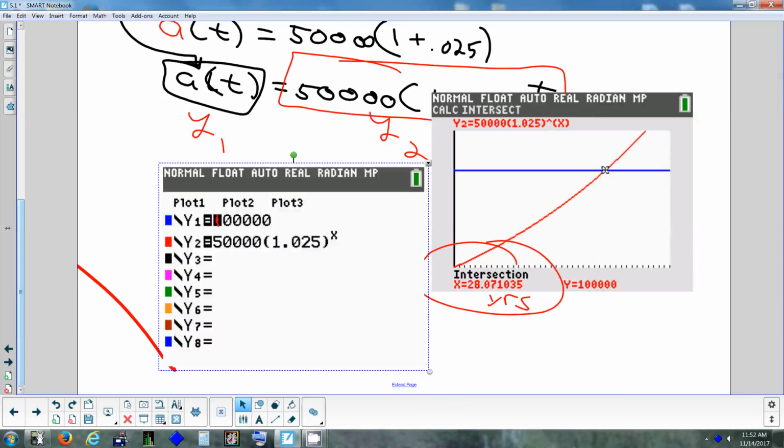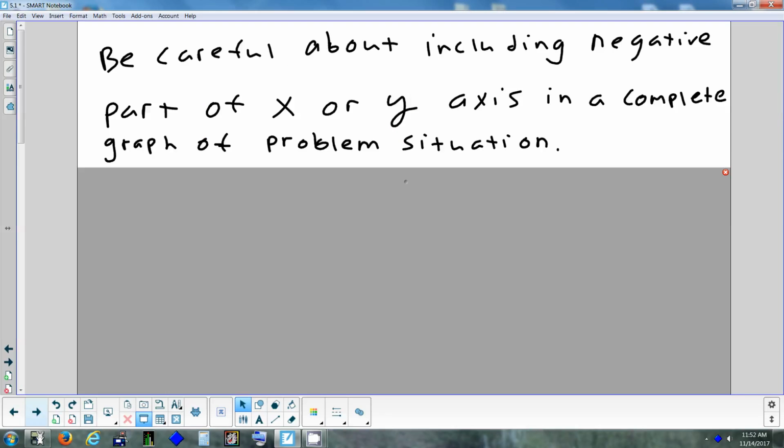Question on that? So that's how you solve an exponential growth, at least on the calculator. Okay? Just calculate your intersect. It's 28.1 years. So as always, when you're setting your window up, be careful about including negatives. In this case, negative people don't make sense. In fact, even people under 50,000 doesn't make sense because our population's growing. So that's just something we've said all the time.